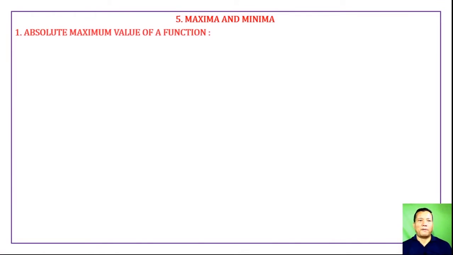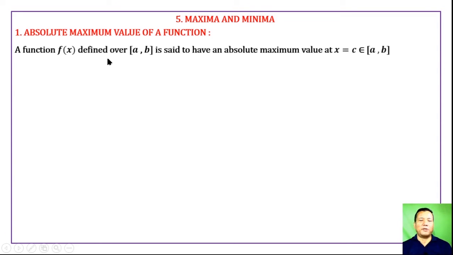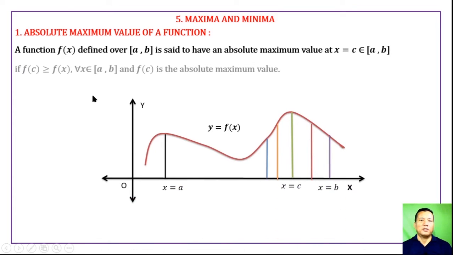Maxima and minima. Absolute maximum value of a function. What is the absolute maximum value of a function? Let us define. A function f defined over a closed interval [a, b] is said to have an absolute maximum value at x equal to c, where c belongs to the closed interval [a, b], if f of c is greater than or equal to f of x for all x belonging to the closed interval [a, b], and f of c is the absolute maximum value.